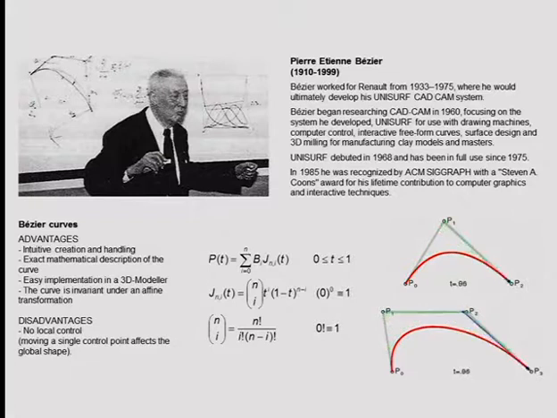NURBS surfaces come from Bézier surfaces and curves. Bézier was an engineer working at Renault, so he was supporting car designers and the automotive industry. They had problems because the way they used to design was by hand or by doing mock-ups.